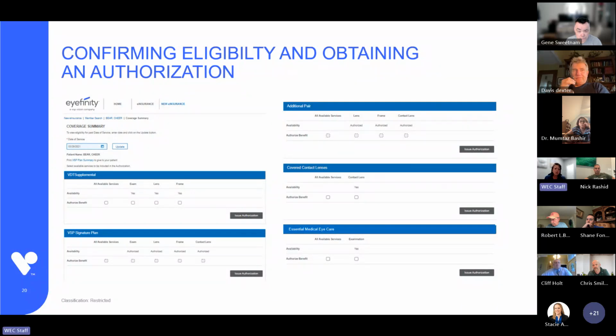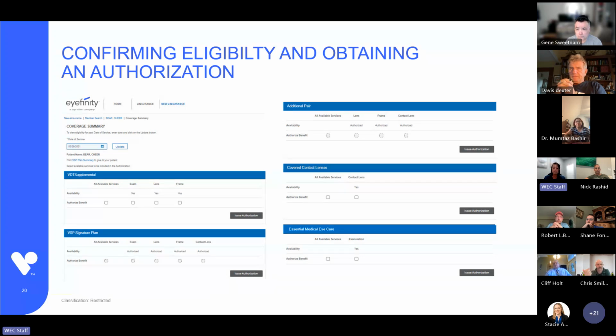So how do you know if your patient has Essential Medical Eye Care and what their benefits are? If you've not seen this screen, it's okay. Your staff, when they pull up the eligibility and what your patient's benefits are for VSP, this is what comes up. When they're pulling up the authorizations that they have to take VSP, you can see that there are multiple benefits showing up on this page. On the bottom left, VSP Signature Plan; additional pair on the top right; on the bottom right is Essential Medical Eye Care. So if this is coming up, it means that patient has this eligibility.